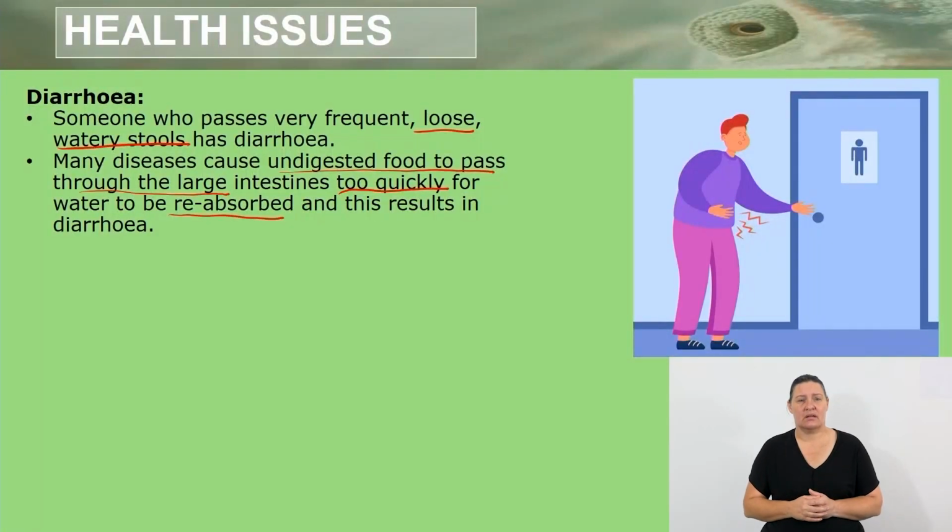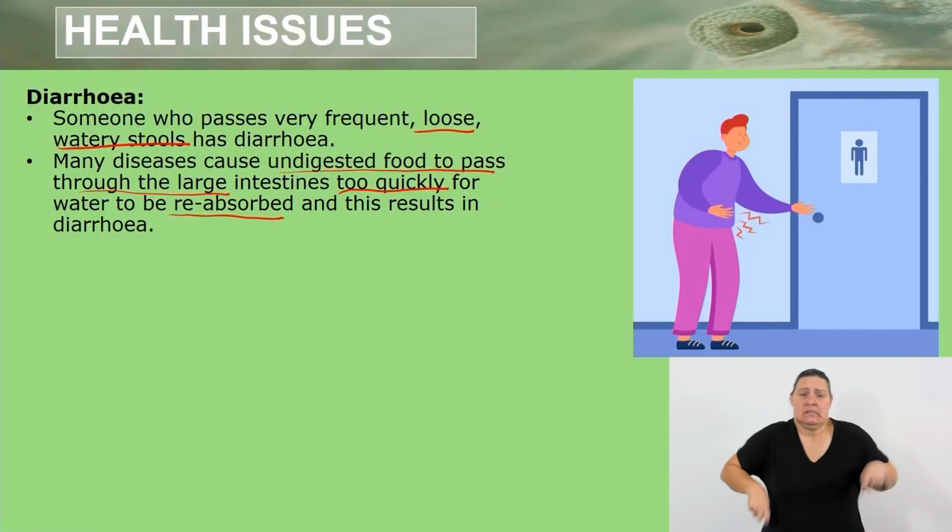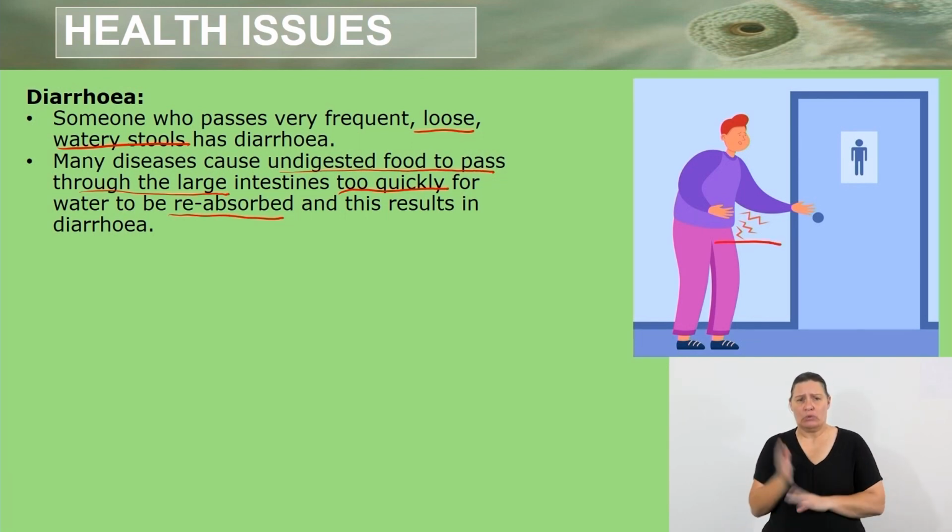Then, as you can see here, this person is waiting to go into the loo, and it looks like he's in a hurry because these lines are showing us that something is happening in the stomach. Probably the diarrhea wants to come out. So yeah, that is what happens during diarrhea.